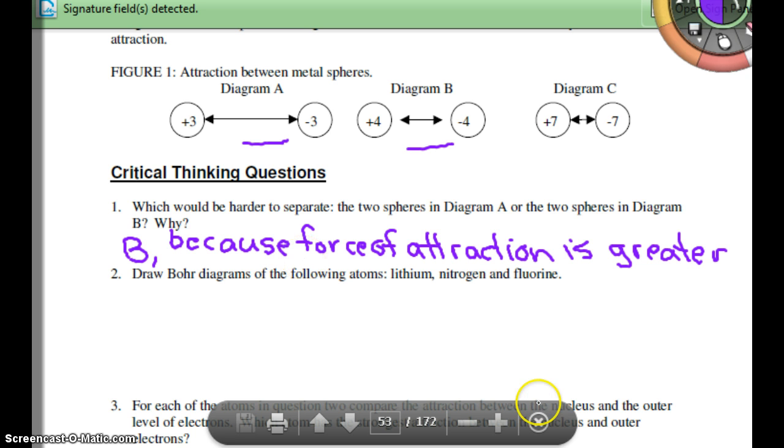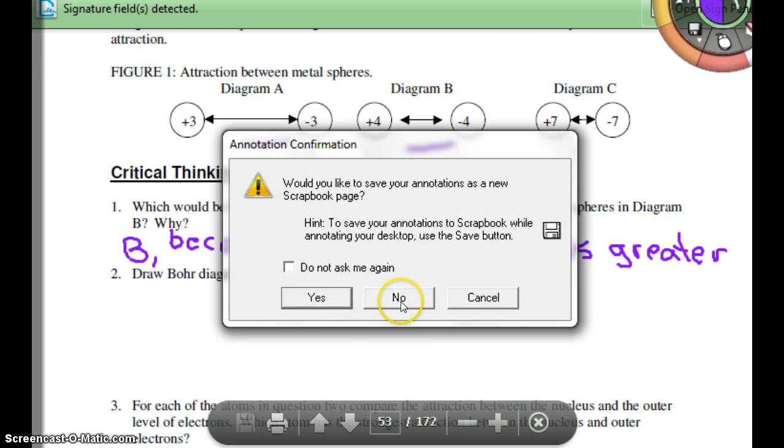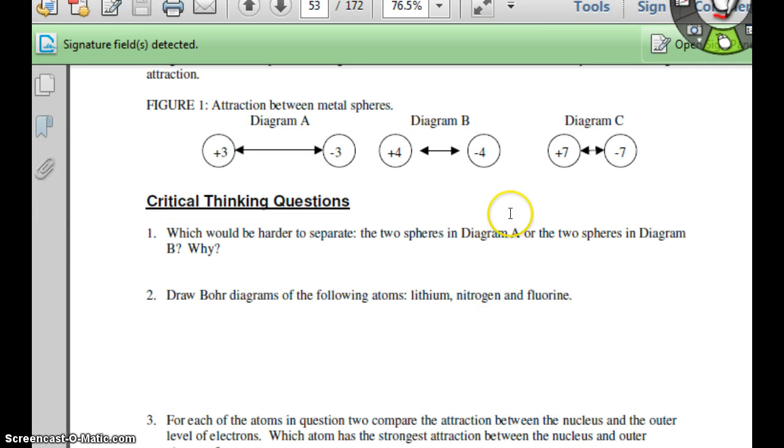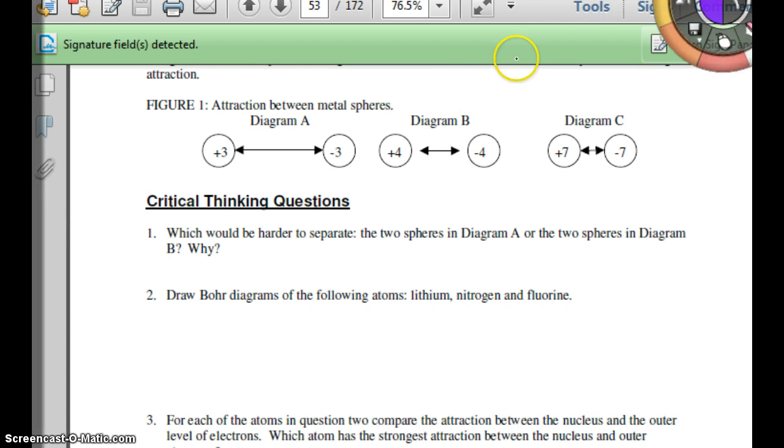So now we have to draw Bohr diagrams of the following atoms: lithium, nitrogen, and fluorine. Now hopefully you have your periodic table so you'll know how many electrons to put in these different diagrams, because without it you don't know how many to put in there. So let's look at the Bohr diagrams, and lithium has 3 electrons, so I'm going to put my little dot. You draw your first energy level, you're going to have 2 electrons, and then you draw your second energy level, and you will just have 1, and that's going to be lithium.